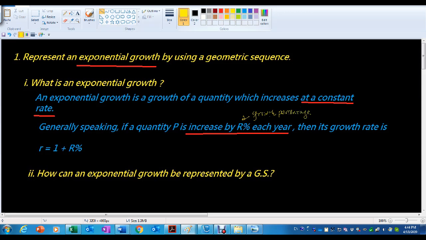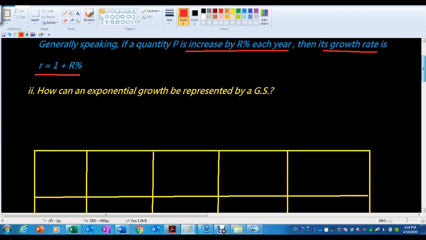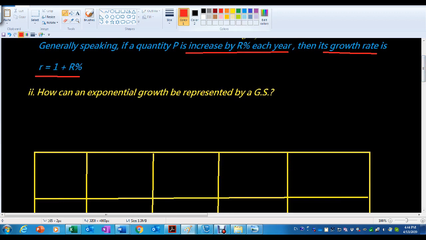But growth rate is different. Growth rate is 1 plus R%, 1 plus the growth percentage. For example, if something is increased by 10% each year, then its growth rate would be 1 plus 10%, which becomes 1.1. So how can an exponential growth be represented by a GS? Let's have an example.